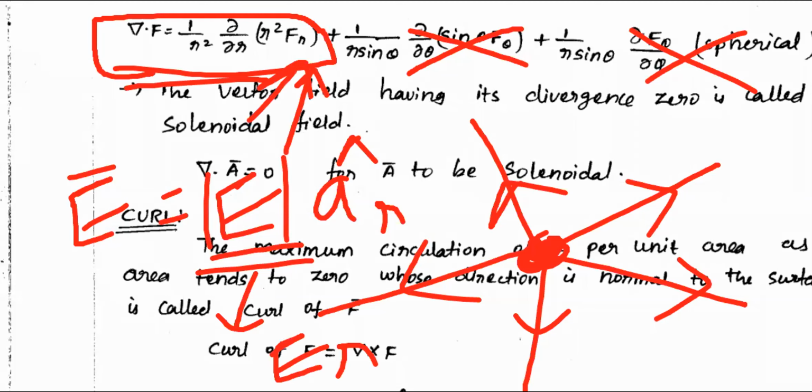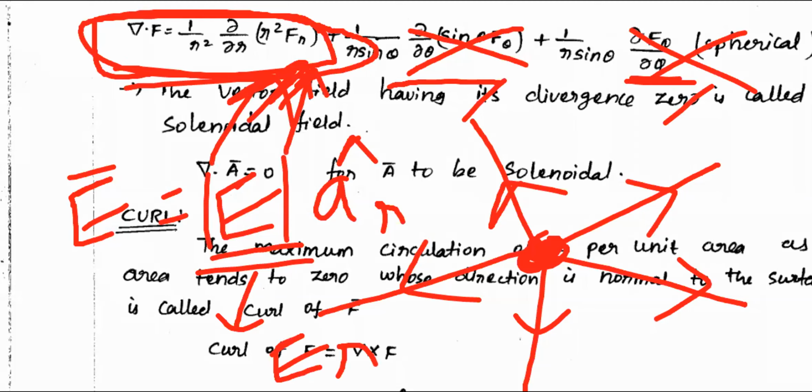In very rare cases, they will give you a problem where the vector consists of everything, say, for example, E_r component, E theta and E phi. Most of the time, even for antenna cases, if you remember this equation, that is enough.